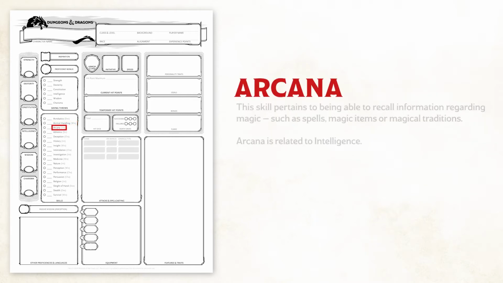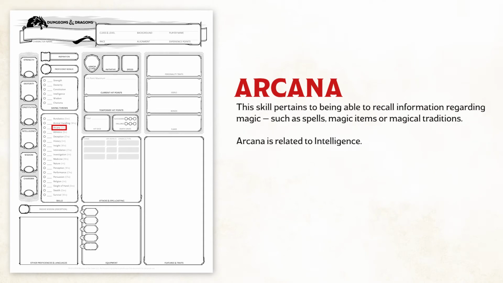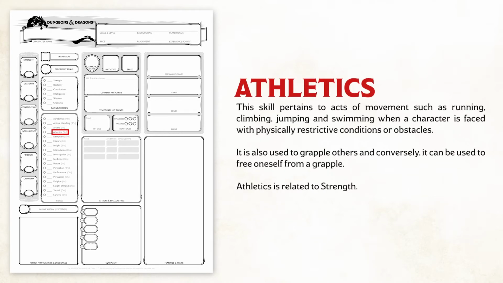Arcana. This skill pertains to being able to recall information regarding magic, such as spells, magic items, or magical traditions. Athletics. This skill pertains to acts of movement, such as running, climbing, jumping, and swimming when a character is faced with physically restrictive conditions or obstacles. It is also used to grapple others, and conversely, it can be used to free oneself from a grapple.